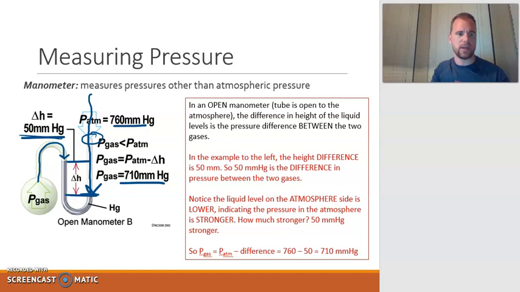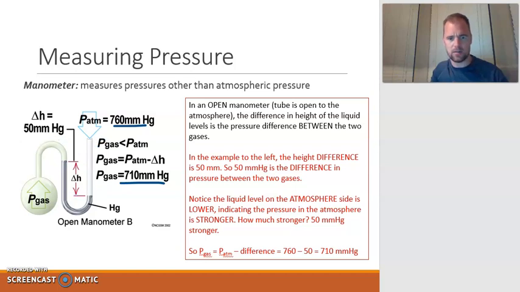And let me actually erase some of these marks so you can see a little bit clearer. There we go. So you can see, just observing qualitatively, that the pressure in the atmosphere must be higher than the pressure in the bulb. The reason I know that is you see how the liquid level is pushed down more than the liquid level over here. So that tells me atmospheric pressure must be higher than the pressure in the bulb.